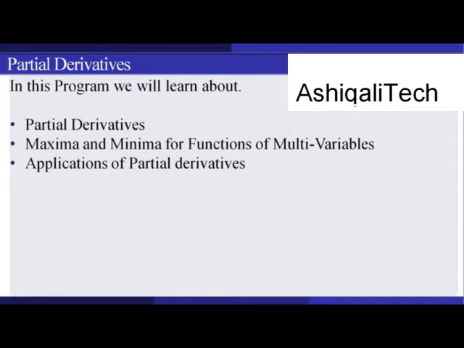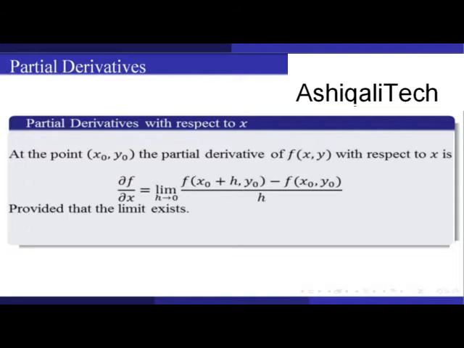Dear students, first of all, we define partial derivatives with respect to x. At the point (x0, y0), the partial derivative of f(x,y) with respect to x is partial f by partial x equal to the limit as h goes to 0 of [f(x0 + h, y0) - f(x0, y0)] divided by h, provided that the limit exists.